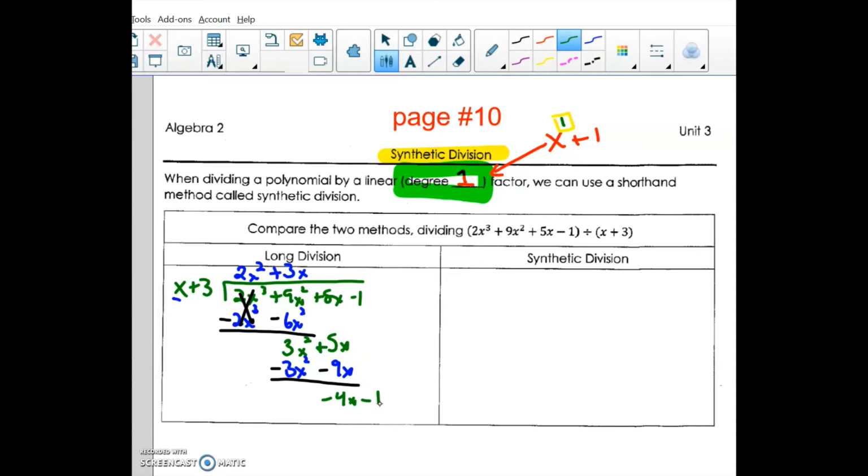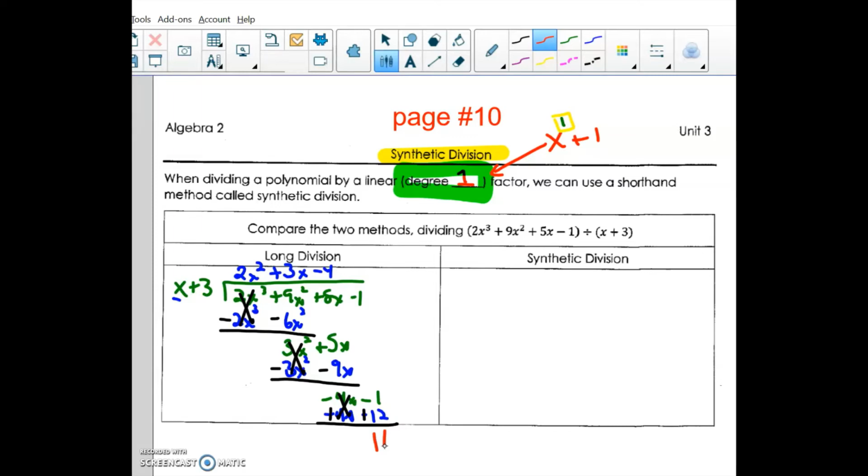We do it one more time. x goes into negative 4x, negative 4 times. Negative 4 times x is negative 4x, negative 4 times 3 is minus 12. Draw the line, change the sign, do cancellation. And it looks like we're going to have a remainder of 11. So that was the long division that we took care of in the previous section.